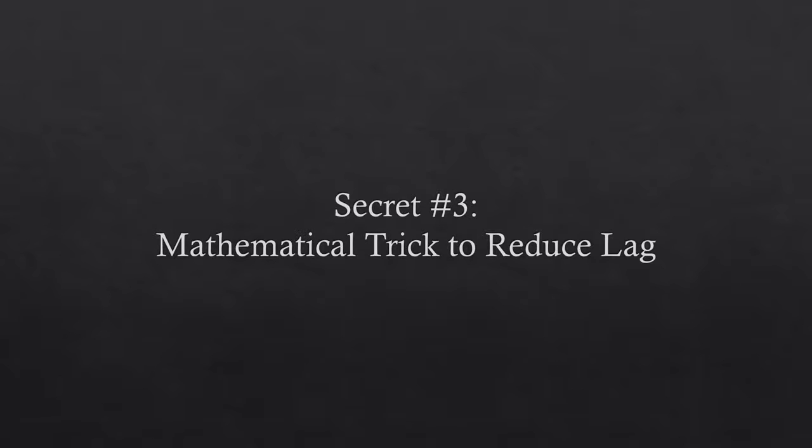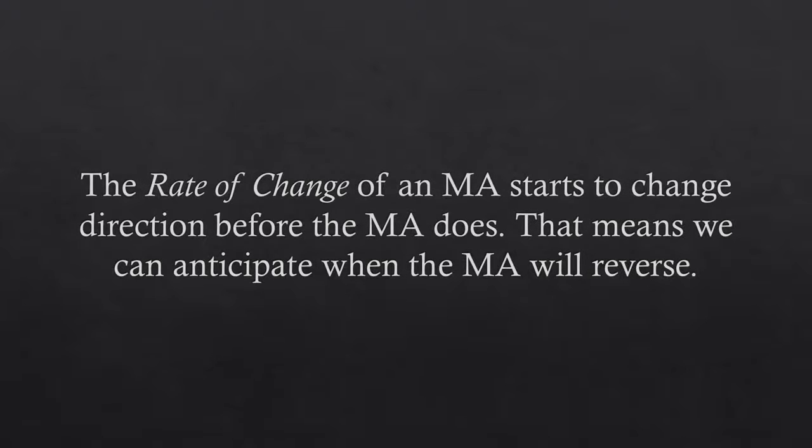Secret number 3. Mathematical trick to reduce lag. Beyond the Hull moving average, there is another way of reducing the lag noise trade-off of any moving average, and not so many people know about this. This can be accomplished by measuring the rate of change of the moving average being used. The rate of change is simply the inclination of the moving average between 2 points. The trick is that the inclination of the moving average starts to change direction before the moving average does, so it can reduce some of the lag associated with the moving average without increasing the amount of noise.